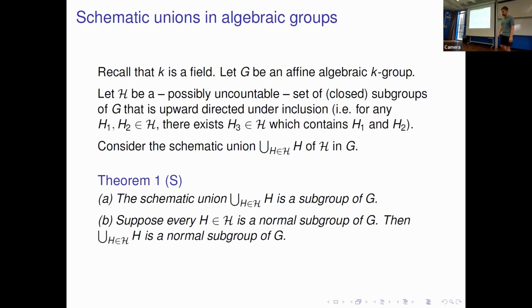Okay, so let's turn our attention to algebraic groups and see what happens with this useless tool. So we take a field and we take an affine algebraic group. You take a possibly monstrous set of subgroups, which are automatically closed, that's upward directed under inclusion, by which I mean if you have any two subgroups in this set, you have a third one which contains both of these two. So one nice example of an upward directed set is a chain. We take the schematic union of these guys.